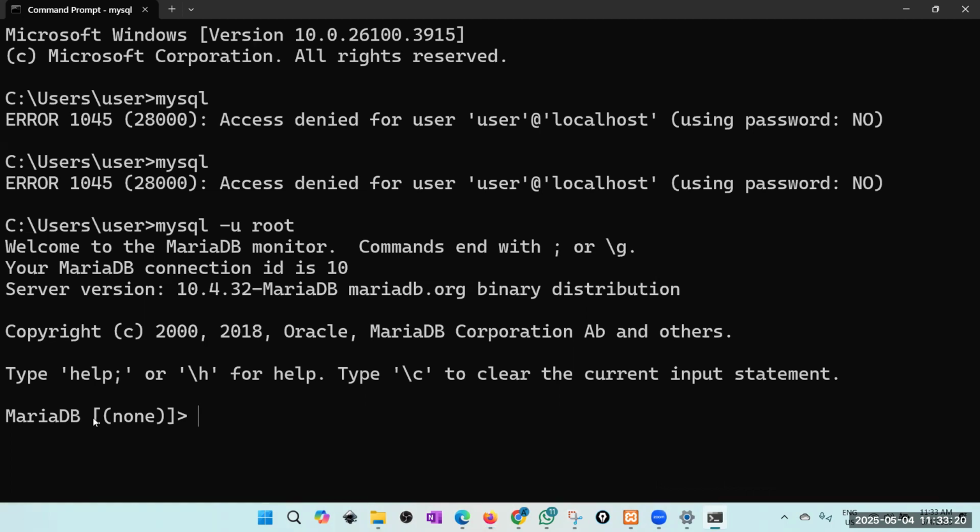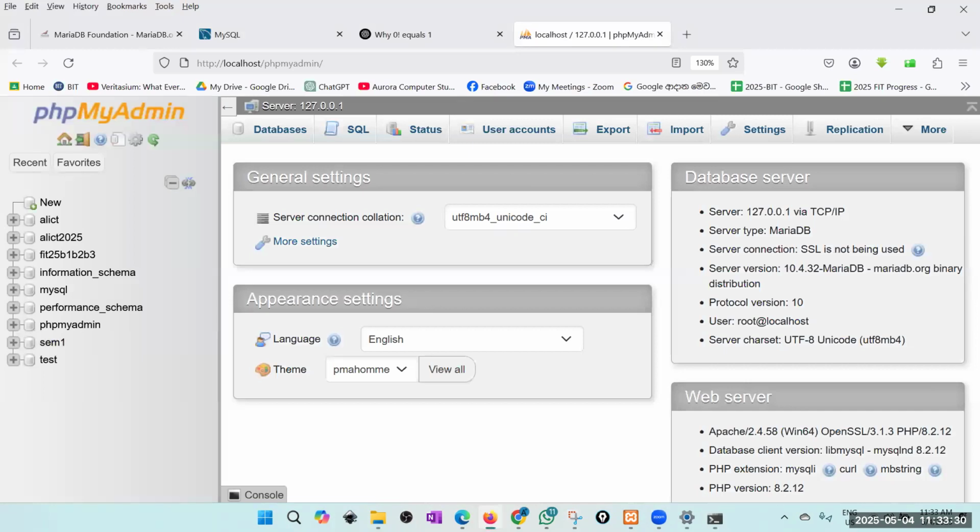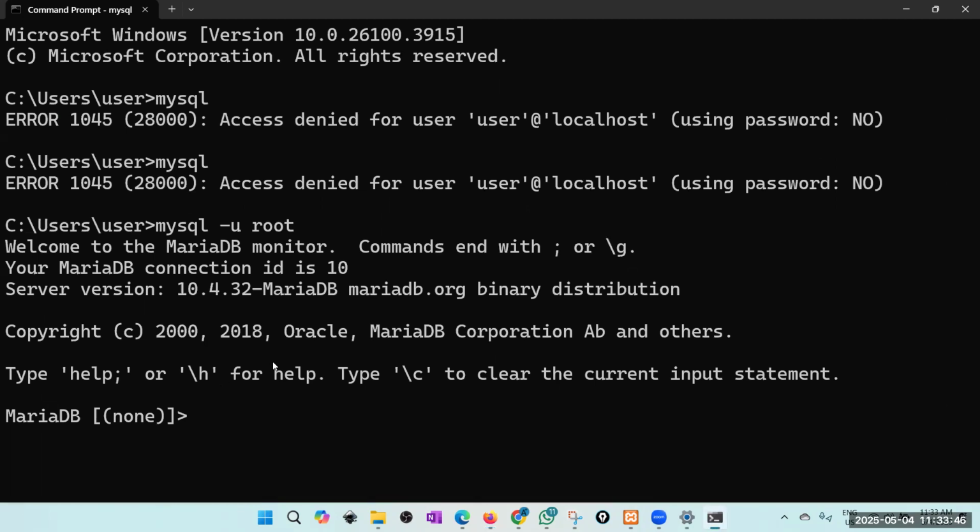Now you have connected to the database. So I recommend you become familiar with both, but once you're familiar with the command line, you can use phpMyAdmin because it's much faster and an easier UI is there. But it doesn't mean that you must not be familiar with the command line. Okay? Right.